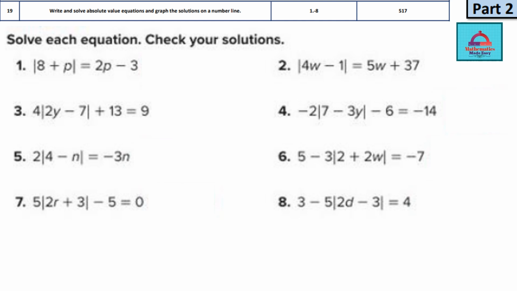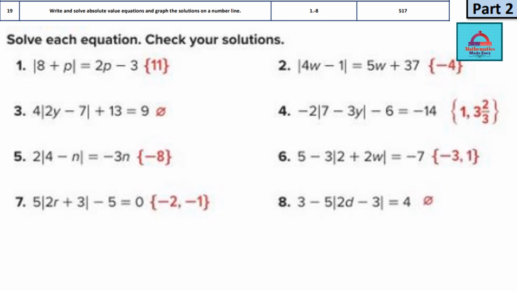As you see, for each question, we have to first solve the absolute value equation, and then we have to check the solution and graph them on the number line. So let's solve all of these questions one by one. And as you would see when we solve these questions, there are going to be three types of solutions for these kind of equations. Let's discuss these three solutions in the next slide.